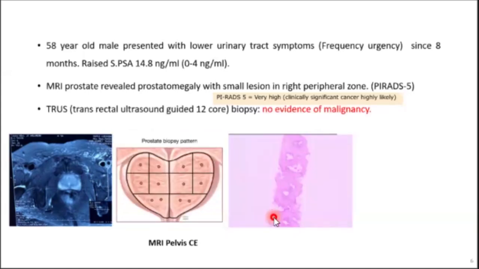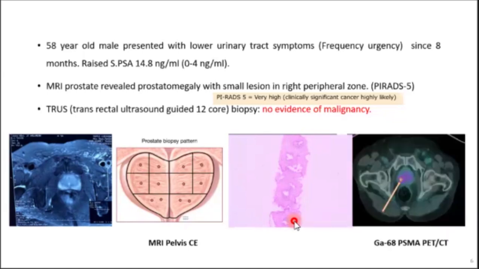For this patient, a transrectal ultrasound guided 12 core biopsy was taken, and there was no evidence of malignancy. You can see the prostatic biopsy pattern in the ultrasound guided biopsy, and there were 12 cores taken, and this was negative. So because there was high suspicion of malignancy, this patient underwent PET CT. But this time, this PET CT was done by using 68 gallium PSMA injection.